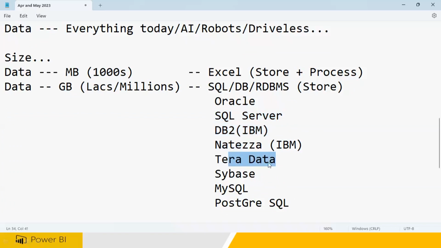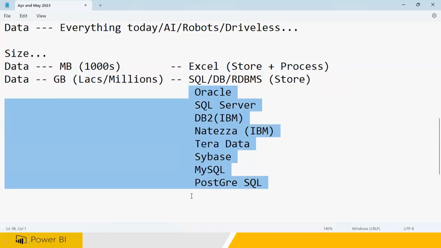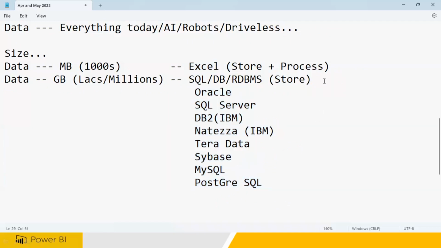DB2, Netezza, Teradata, Sybase. So when you have GBs of data, Excel cannot be used. We are going to be using this. But who's going to be processing? Processing means if I have data that is not sufficient, I need to say what the total sales happened. I would like to do some kind of processing and create some report. So I'm going to be using a language to process my data. So I wanted to know what the sales is.